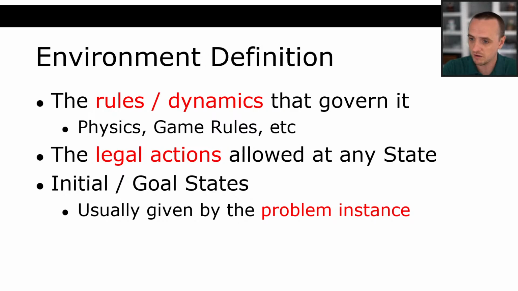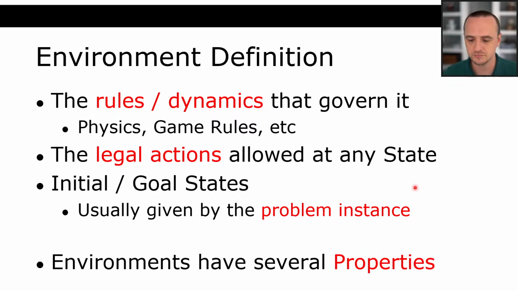state is Cornerbrook. The initial and goal states are usually given by a problem instance, meaning a specific problem in the environment. So for example, we may have an environment, which is like Google Maps, but a specific problem instance would be navigating from this specific point to this other specific point. And environments are going to be defined by their properties. Now we're going to get into the properties.